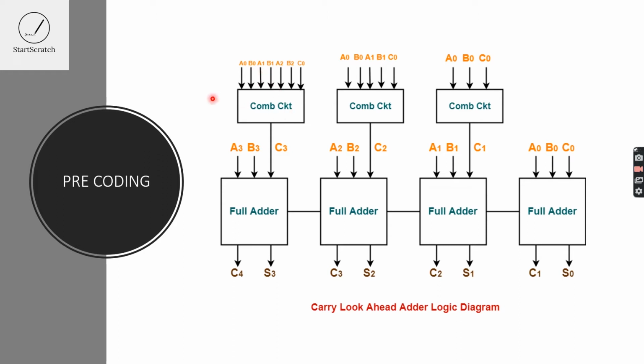And closely watch, we have combinational circuits whose inputs are the same as the inputs given to the previous full adders, that is A0, B0, C0 given here, and here A0, B0 and A1, B1, C0, not C1. C1 is individual, C2 here is also individual, and C3 is also individual.